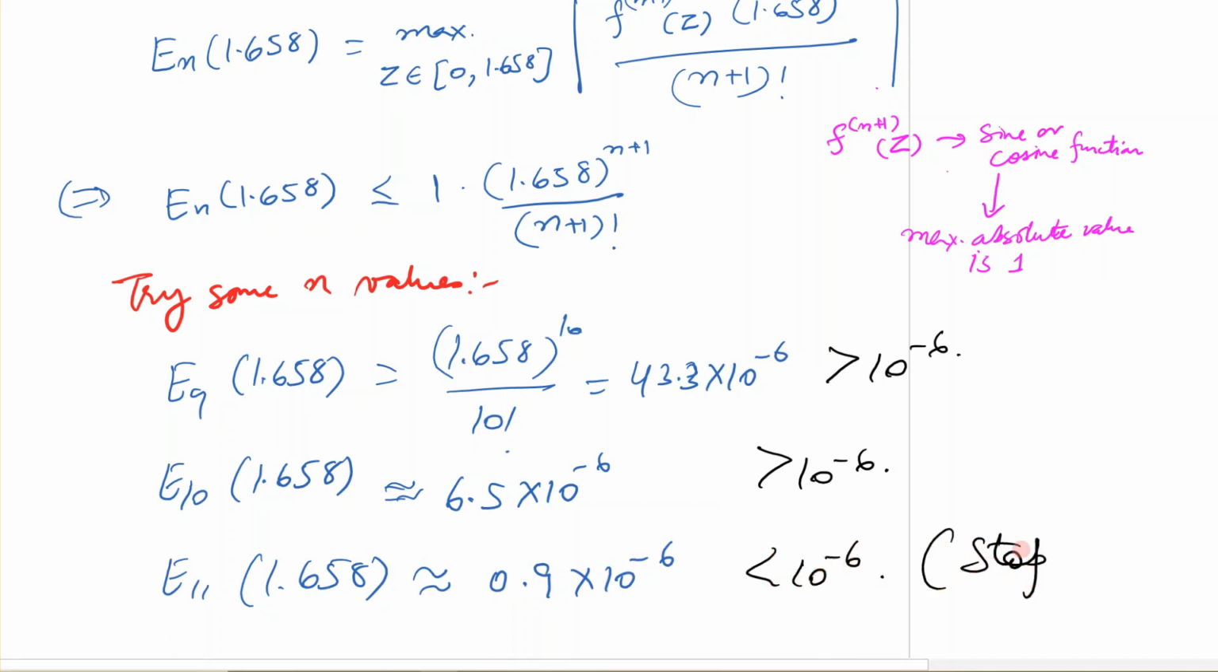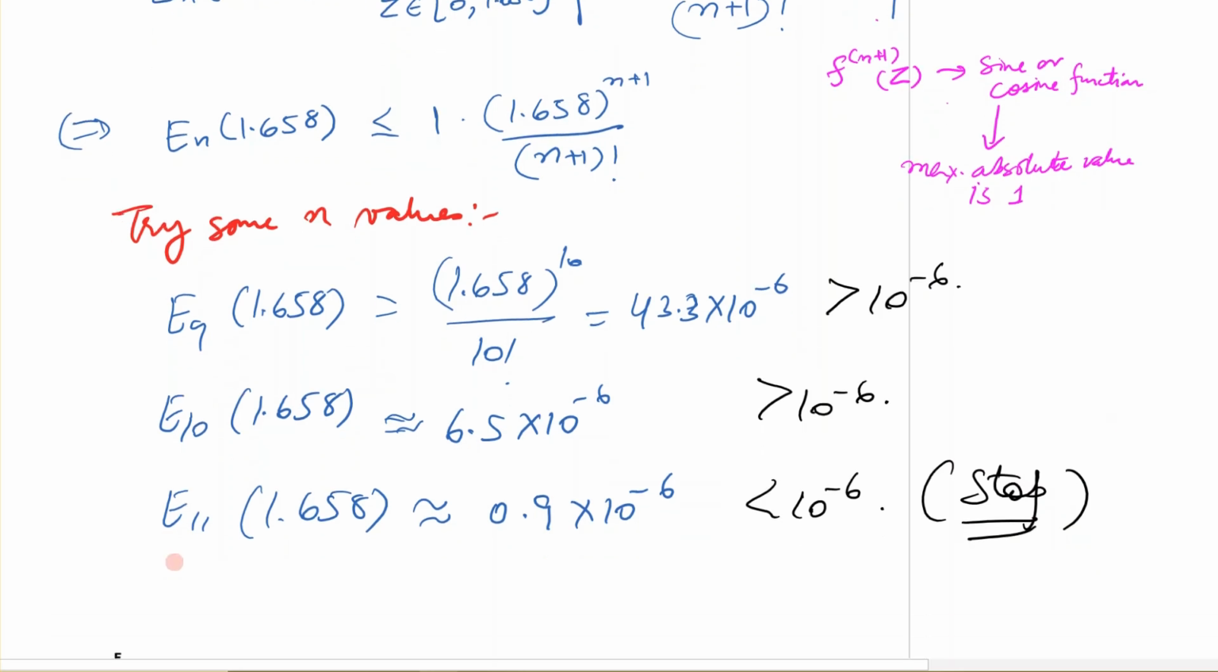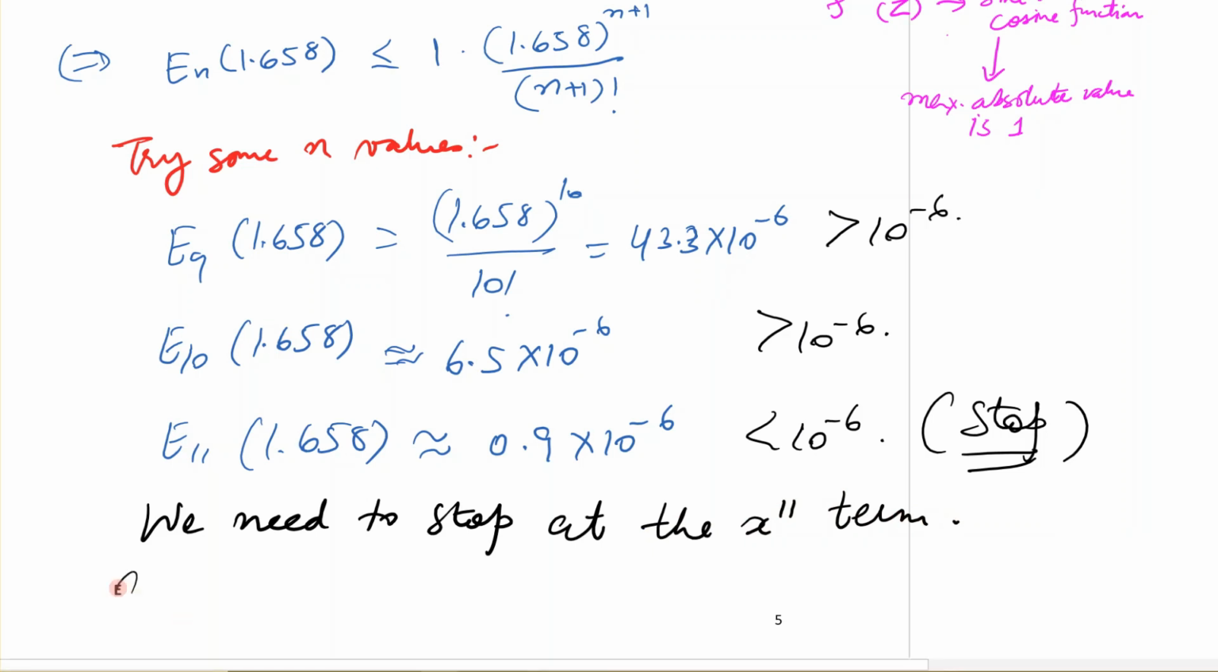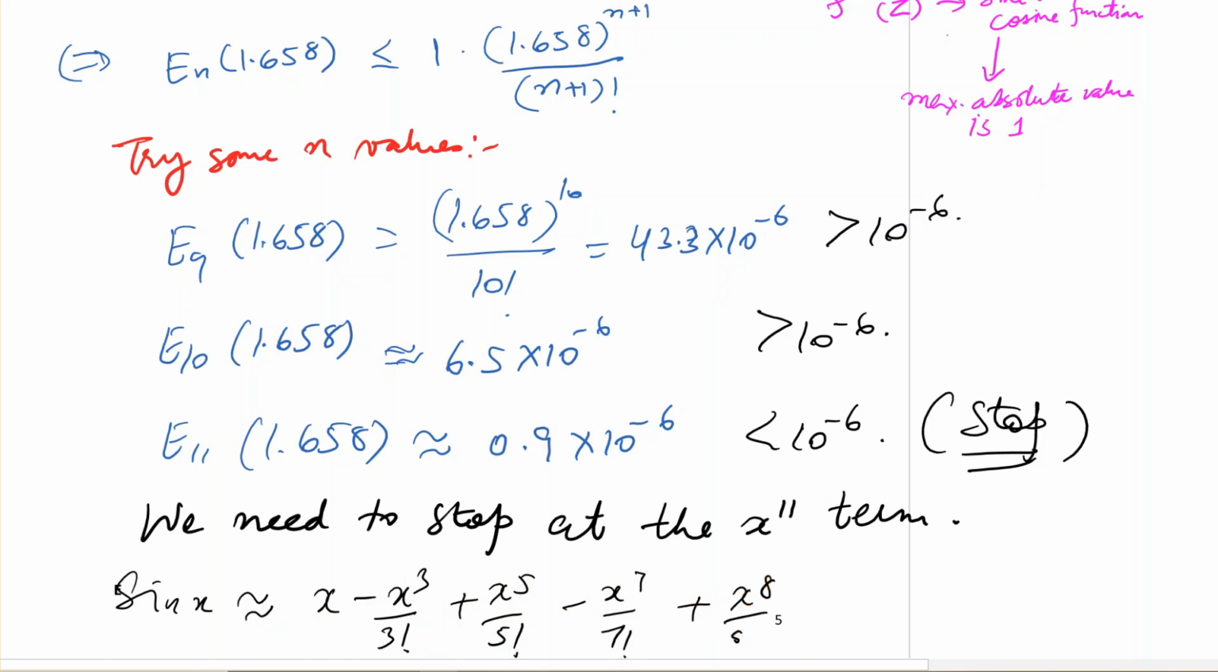So here we stop. It means we should stop after the x raised to power 11 term. So what kind of series do we use? We should use these terms: sine x is x minus x cube over 3 factorial plus x5 over 5 factorial minus x7 over 7 factorial plus x9 over 9 factorial, and finally minus x11 over 11 factorial.